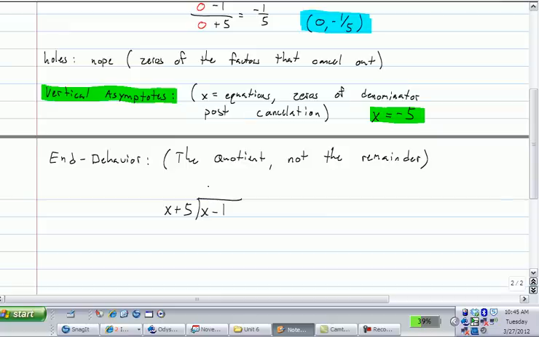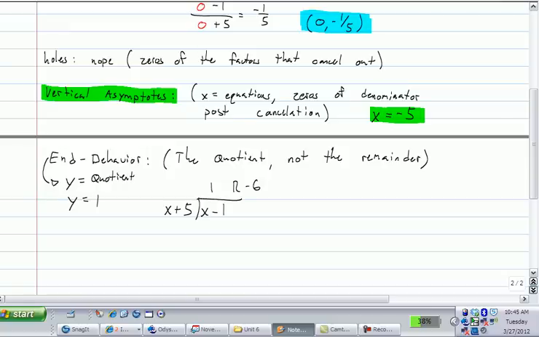So we got 1 remainder -6. But we don't care about the remainder. All right, so here you go. That's the end behavior. The quotient is 1. We could have said here, end behavior is y equals the quotient. So we have y equals 1.